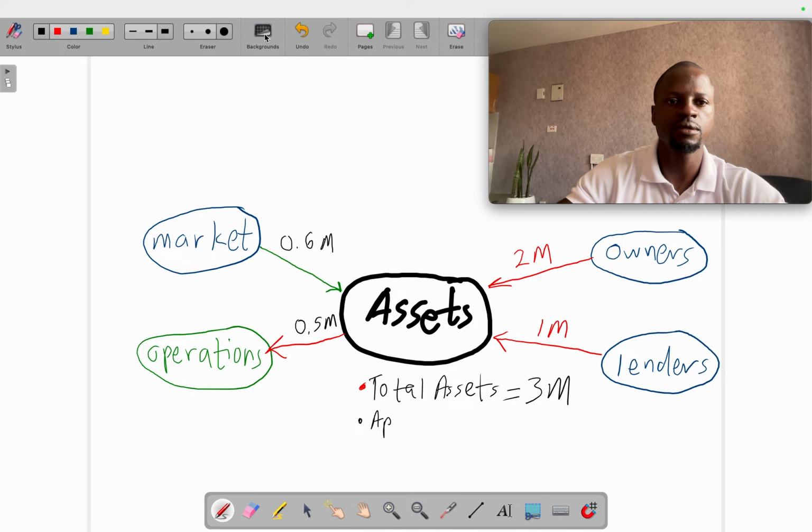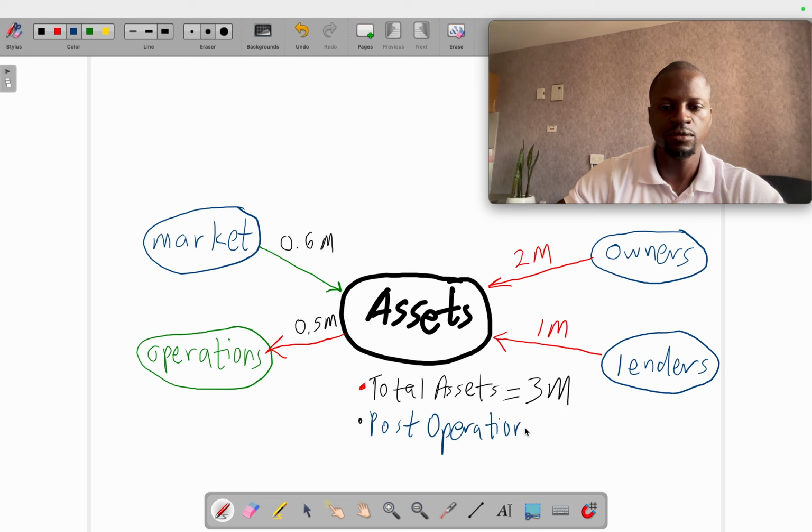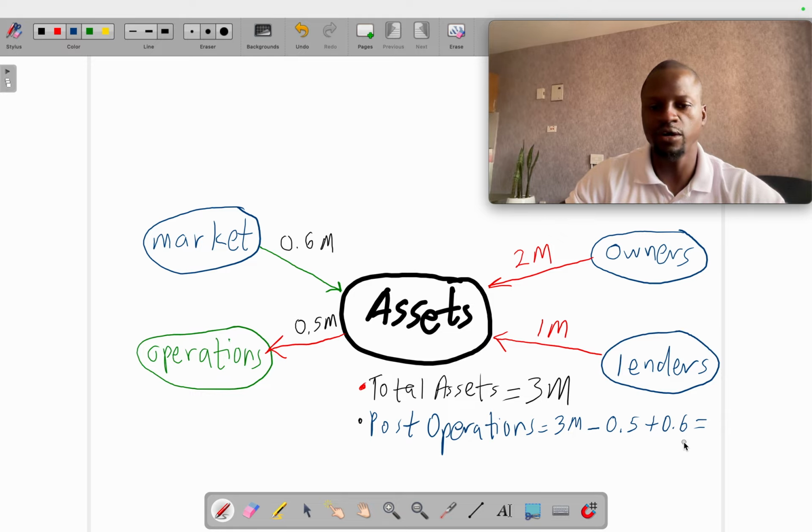So post operations, we now have 3 million, minus the 0.5 that was consumed, plus 0.6 being the reward, or the perception of how the market sees the business operations, and we've ended up with 3.1 million as the value of the assets at the end of the month.